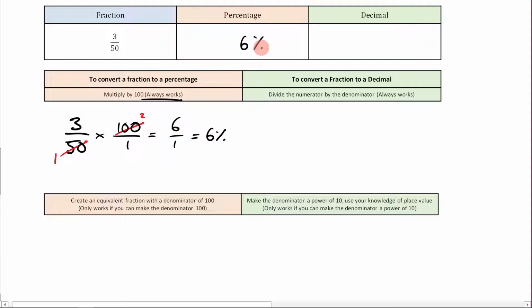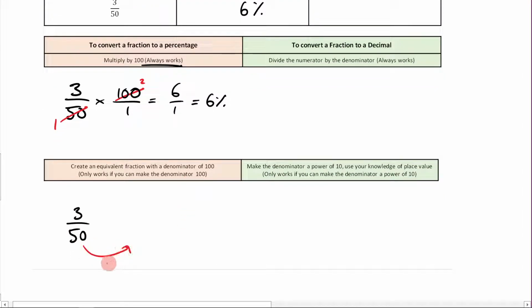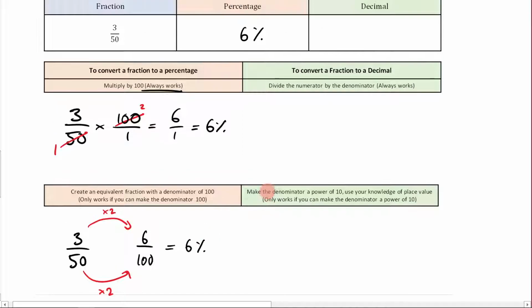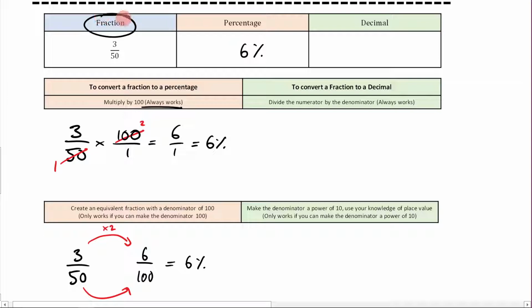6%. Now, the other way to do this is to create an equivalent fraction with a denominator of 100. Now, this only works if you can make the denominator 100. In this case, we can, because if I've got 3 on 50, I know that I can make that denominator 100 very easily, simply by doing this. I can times this by 2, I can times this by 2. So that means what I'm going to end up with is 3 times 2 is 6, 50 times 2 is 100. 6 on 100 is the same thing as 6%, because it's 6 out of 100. All right, so that is turning a fraction into a percentage.